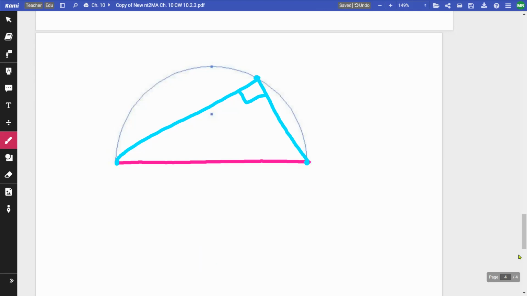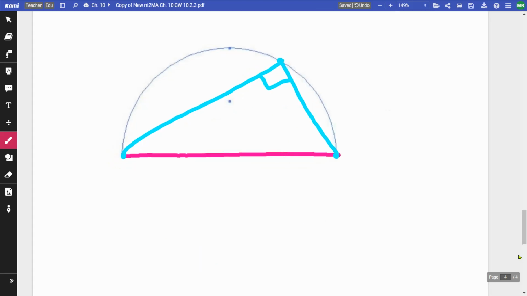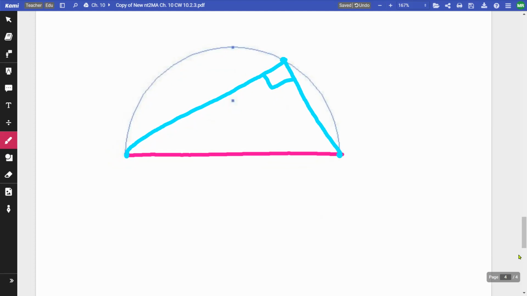But basically, if you have a semicircle with an inscribed angle inside that semicircle, it is always going to be a right angle every single time.